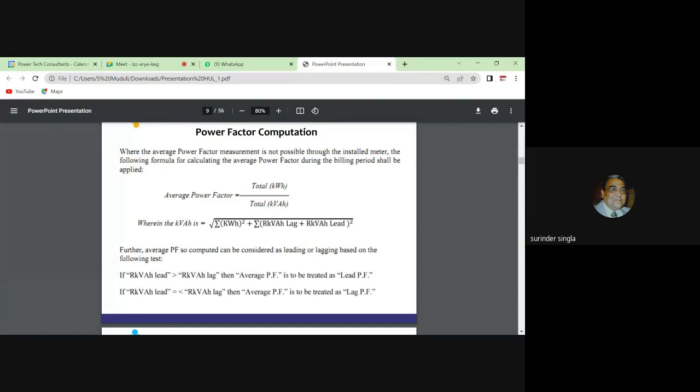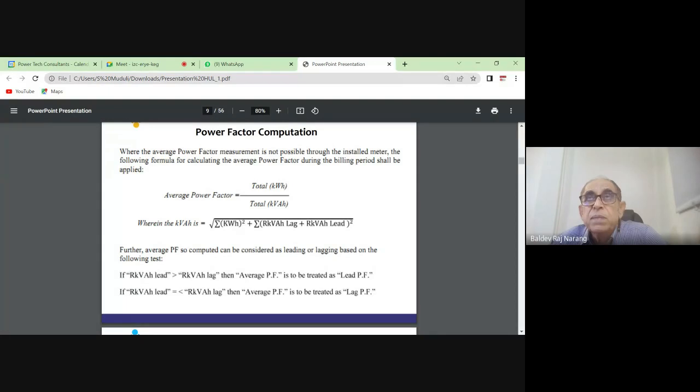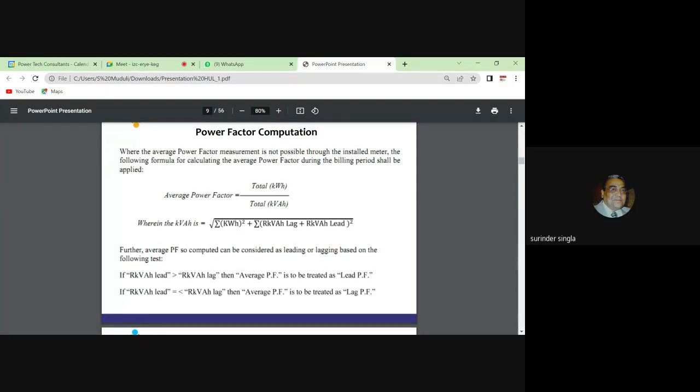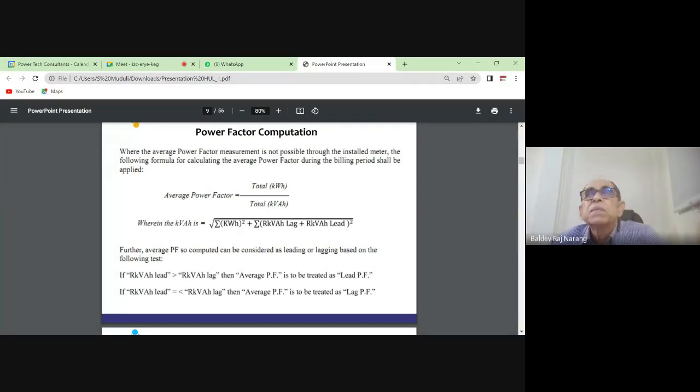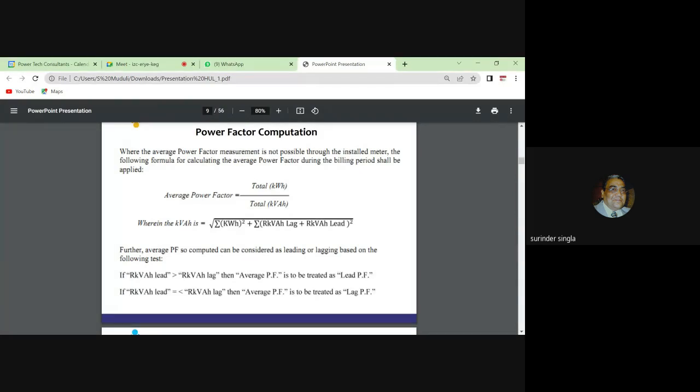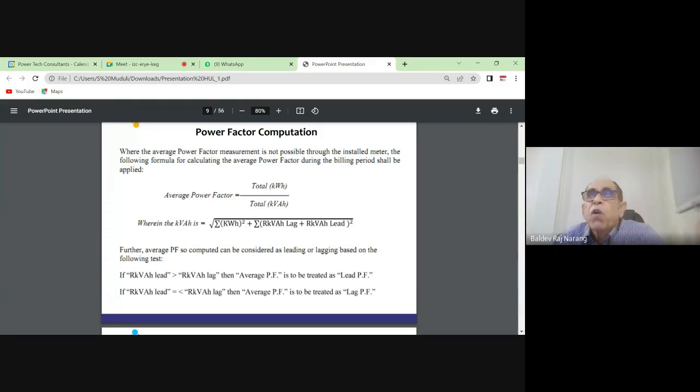And our duty as an energy auditor arises when we know that they are doing some window dressing and putting the bill on a higher side. Normally, I have seen in so many bills that they sometimes don't mention power factor in 2-3 bills, and then they mention it. So they are sometimes maybe avoiding it, but I don't think they should avoid that.